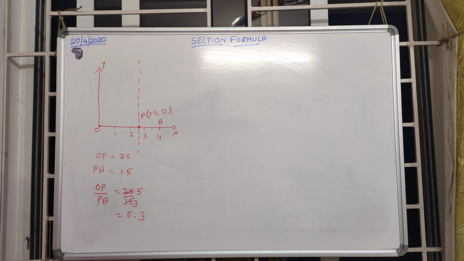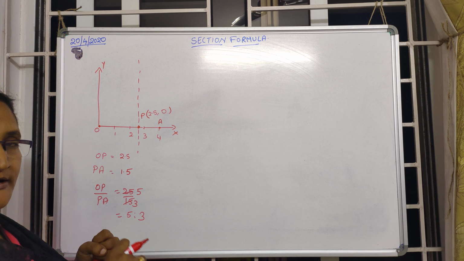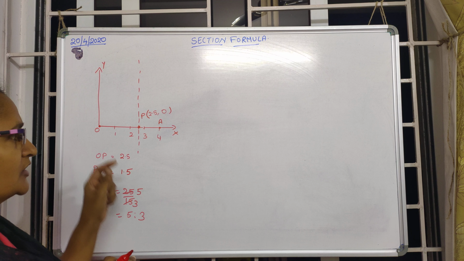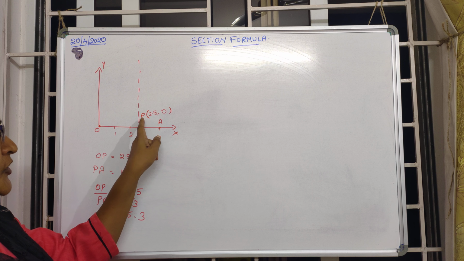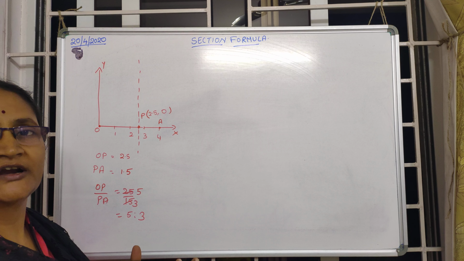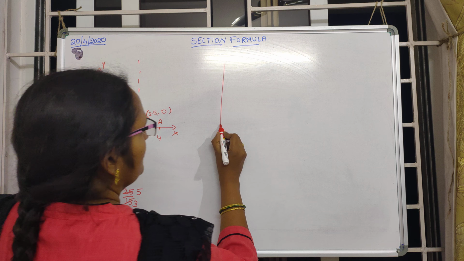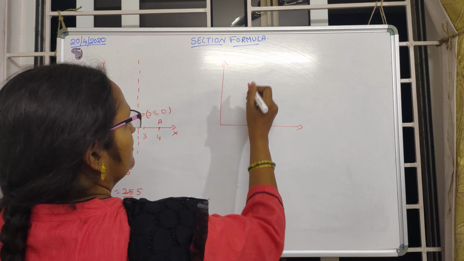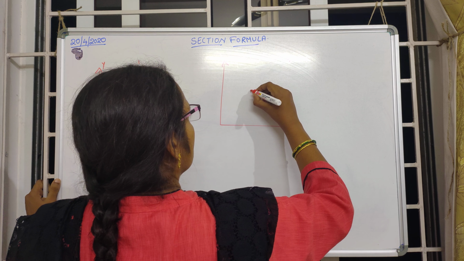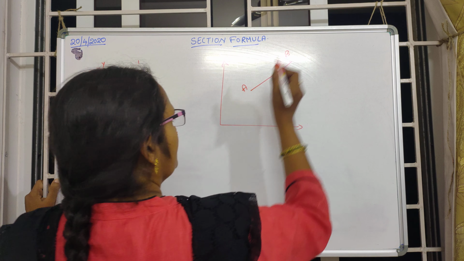Suppose I am taking points which are not lying on either the x-axis or the y-axis. Then how do we find the coordinates of the point of intersection, where a line segment is divided at a certain point? Let us see here. Suppose I take a coordinate axis over here. Now in this one I am taking 2 points, naming this one point as A and this point as B.